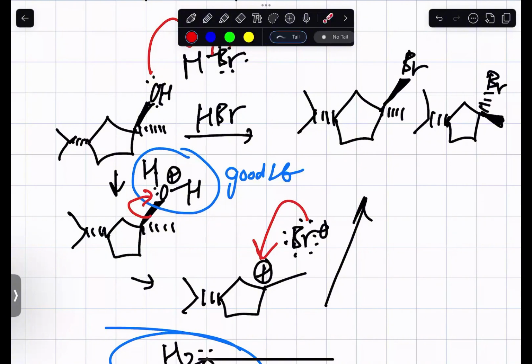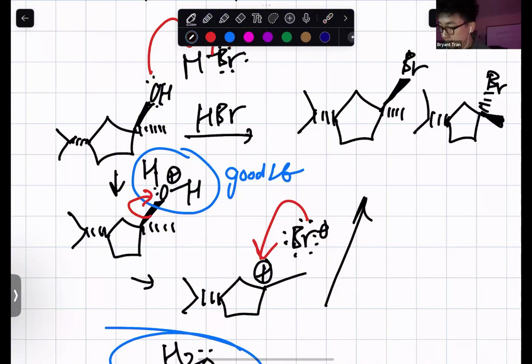Okay. Right? And these are diastereomers of each other because you notice how the chiral center in red, which I'm starring, is different, right? Like one is going to be R, one is going to be S.